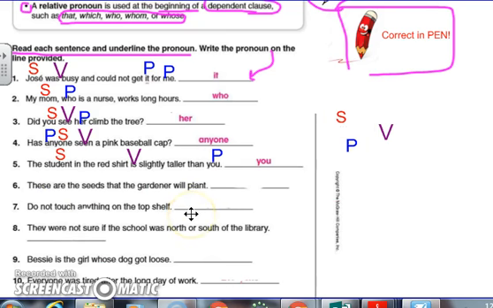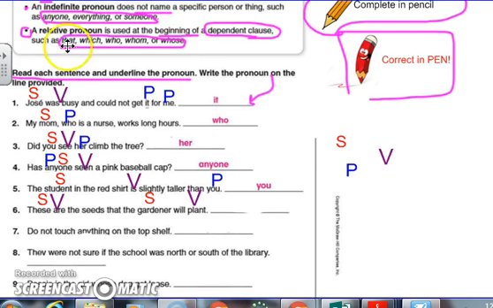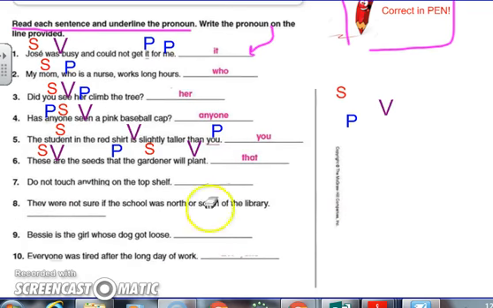These are the seeds that the gardener will plant. Who or what? Well, these. What are they? They are. It's a helping verb or a linking verb. And then we've also got the gardener and will plant. But now I need to look for kind of an interesting type, and I see that that's there. That the gardener will plant. Okay. Now that one is a tricky one. That one I wouldn't necessarily expect you to get, especially the first time around.